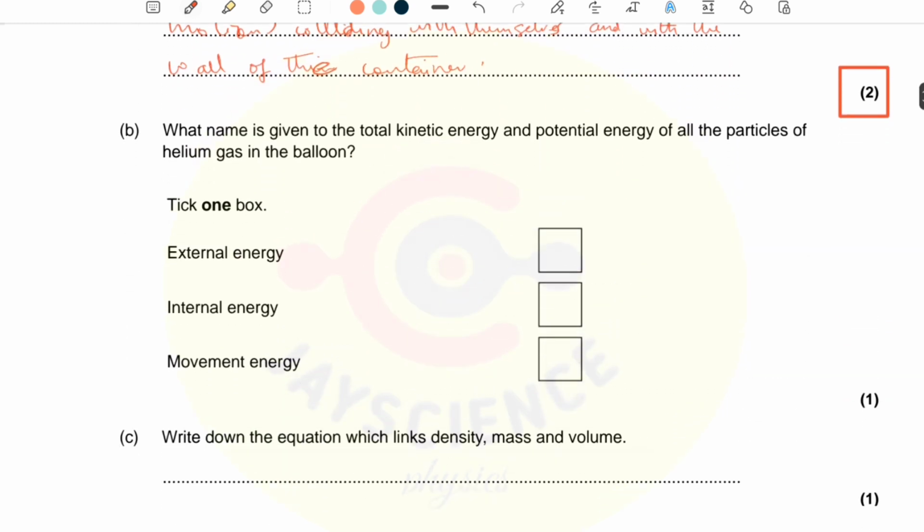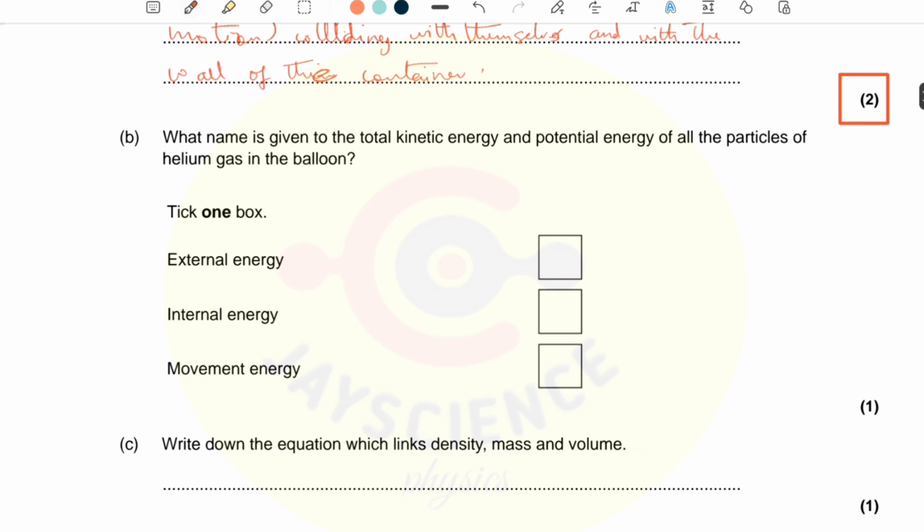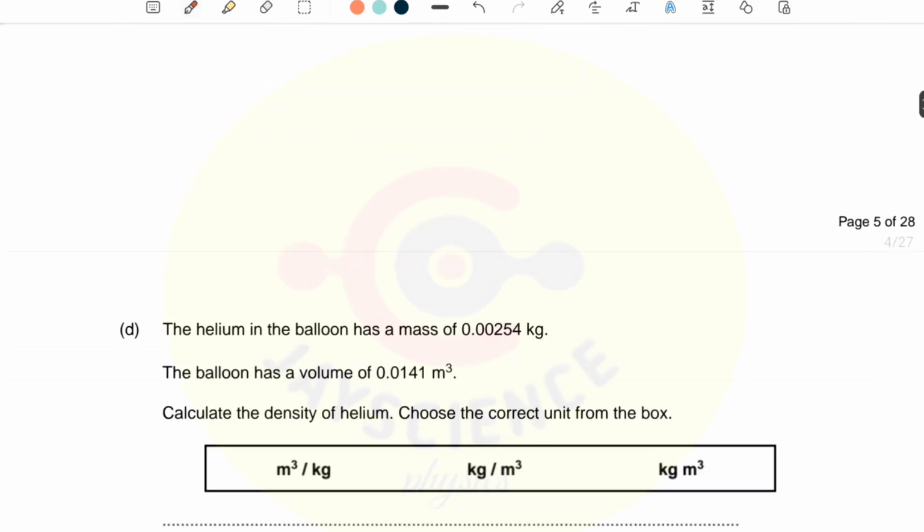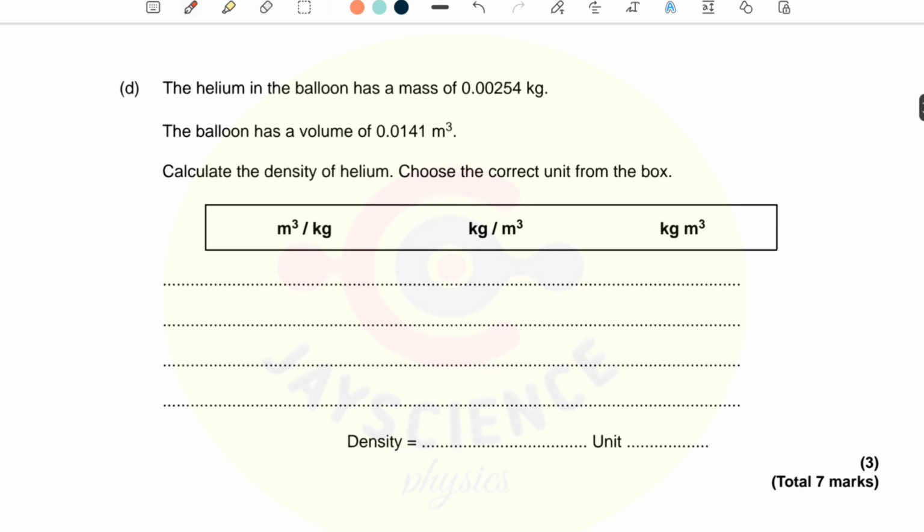What name is given to the kinetic energy and potential energy for the particles of helium gas in the balloon? That's internal energy. Write an equation that links density, mass, and volume. Simply put, that's density equals mass over volume. That's a popular one right there. The helium in the balloon has a mass of 0.00254 kg. The balloon has a volume of 0.0141 meters cubed. Calculate the density of helium. Choose the correct unit from the box.